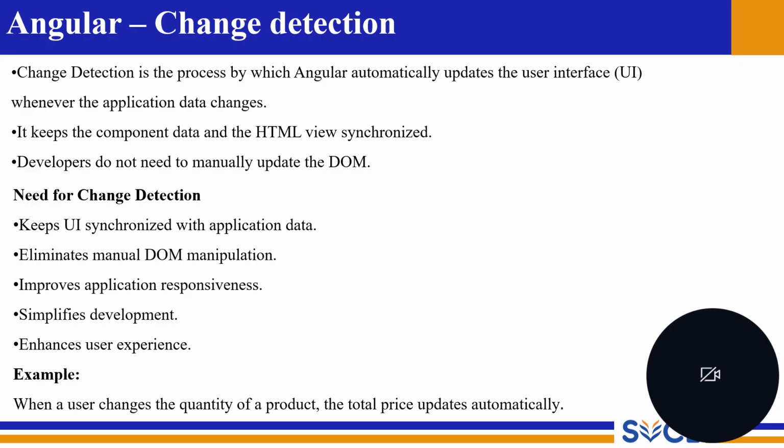What is the need for change detection? Without change detection, users see outdated information. Developers must manually update the user interface, which takes more coding effort and has a high chance of errors. By using change detection, we get automatic user interface updates, faster development, and better application performance.